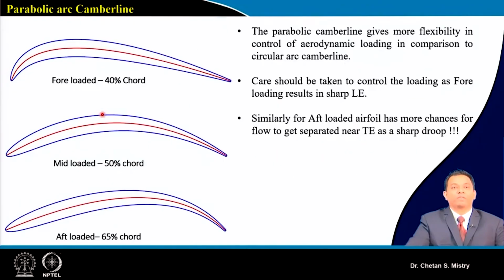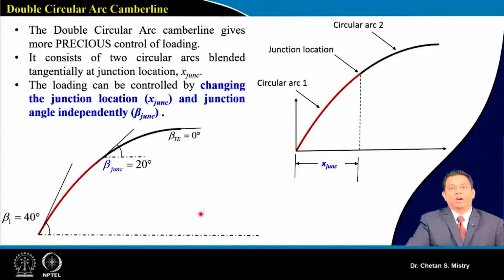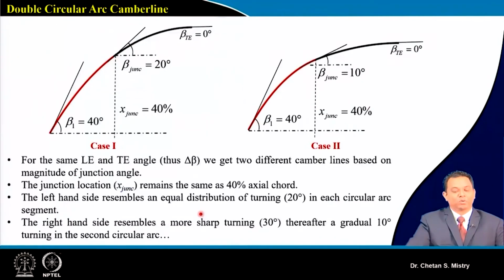Suppose here, if you look at this kind of configuration, this is what is giving us a sudden change of the shape of the blade. Now, in order to have the flexibility, we are using this double circular arc camber line. So let's see two cases, case 1 and case 2, for the same leading edge and trailing edge angle. That is, the same delta beta, because that is my design requirement.